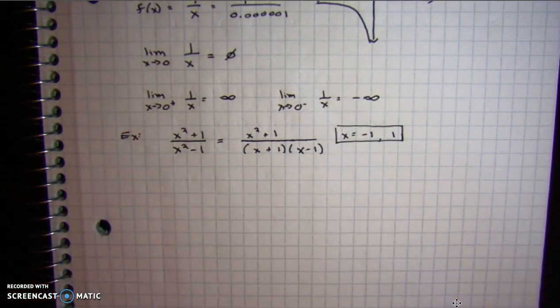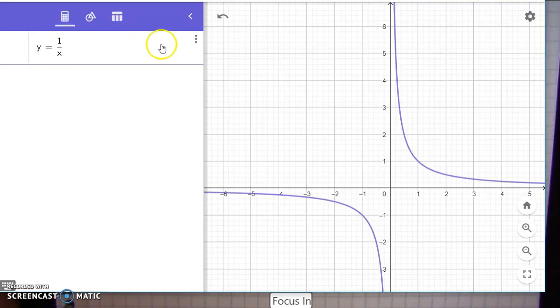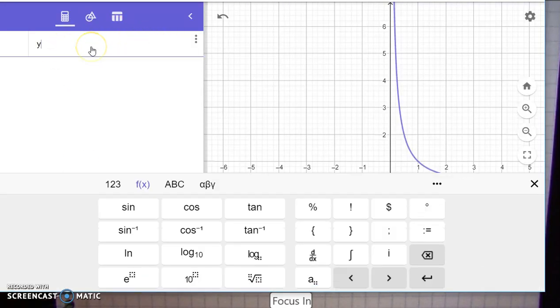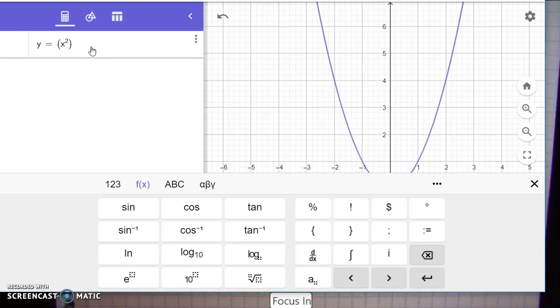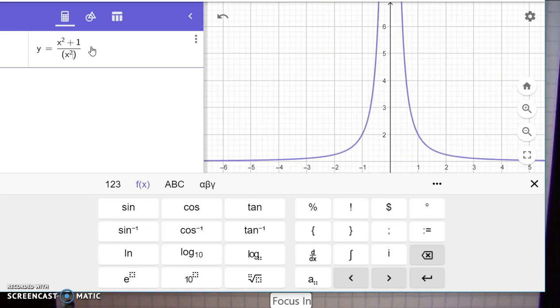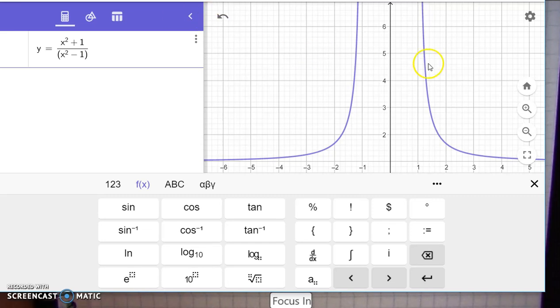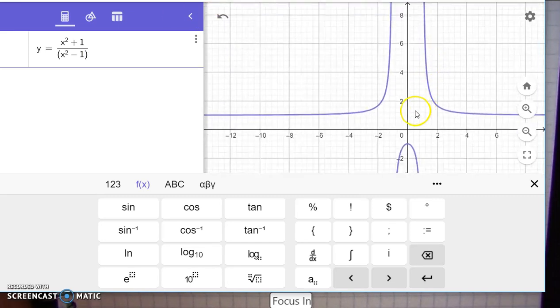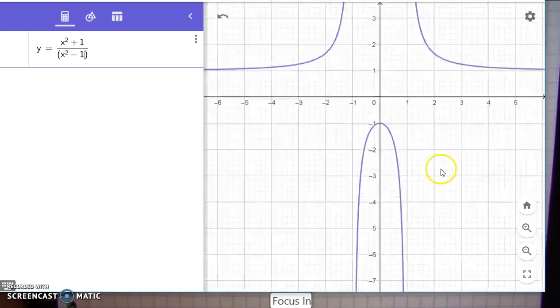So let's just take a look at this graphically and see. And honestly, if you're doing these practically, graphing is usually the way to go, just because then you can visually inspect them. So I'll have y equals x squared plus 1 on the top divided by x squared minus 1 on the bottom, and let's see what this looks like. All right, kind of a cool looking graph, I'd say.